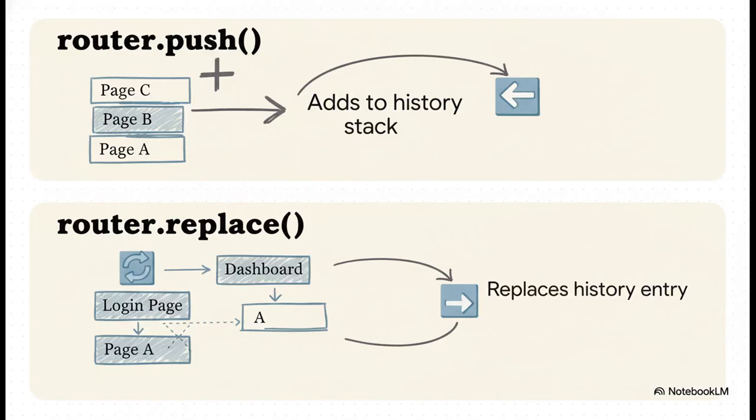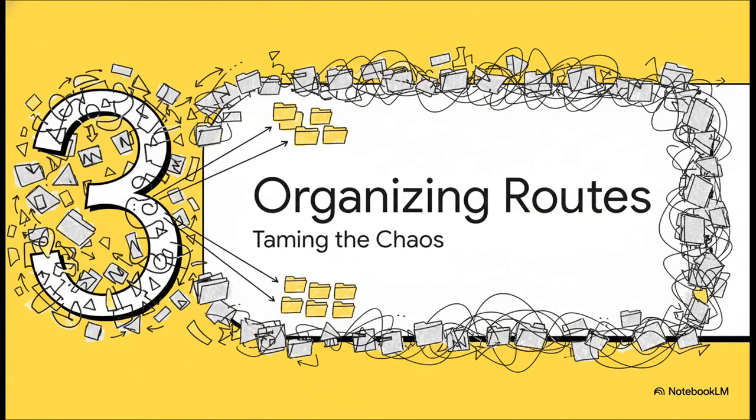Now, the router gives us two really key methods, push and replace. Think of router.push as a normal click. It adds the new page to your browser's history, but router.replace is different. It swaps out the current URL. This is amazing for something like a login flow, right? After a user logs in, you replace the URL so they can't just hit the back button and accidentally end up on the login page again. Super useful.